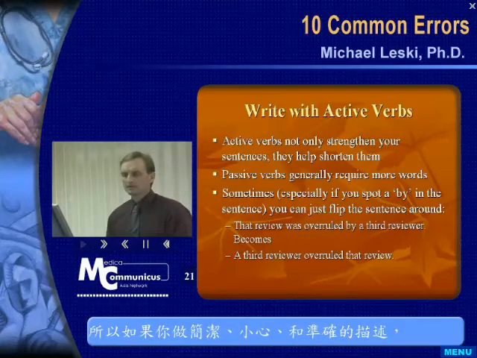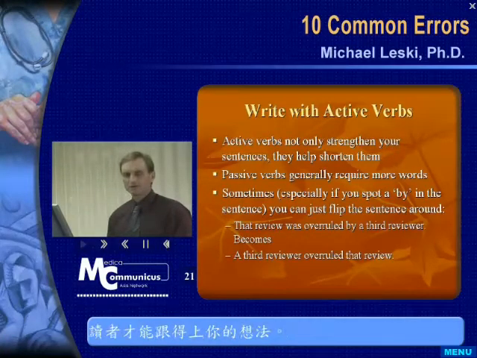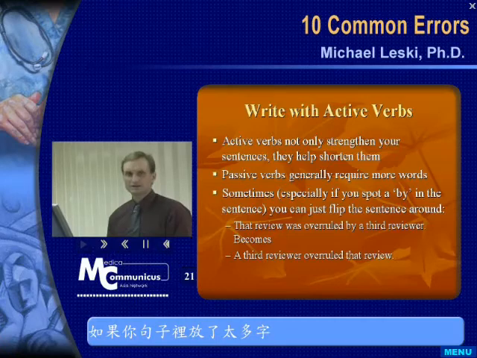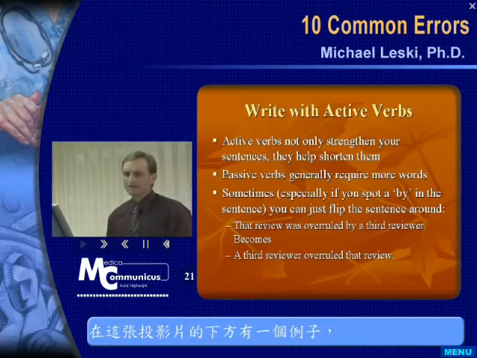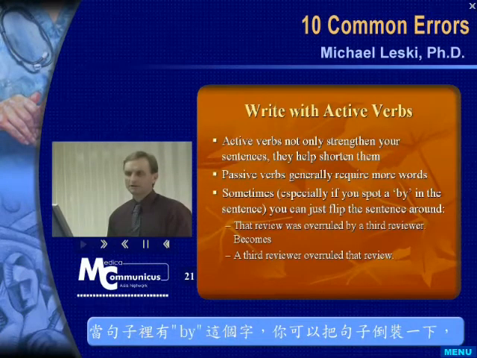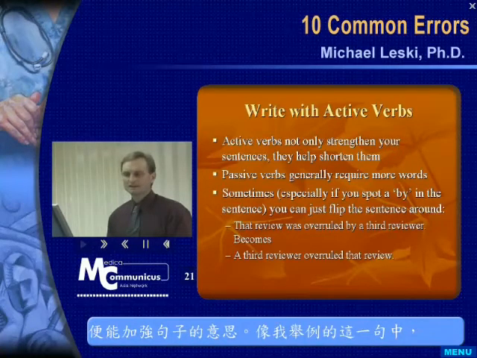So if you say things concisely and very carefully and accurately, the reader is really only able to think along one line. If you put more words in the sentence, the sentence starts to lose its structure, and the reader can go awry in their thinking. Now, an example is given here on the bottom of the slide, where if you spot a by in the sentence, you can just flip the sentence around to strengthen the sentence.